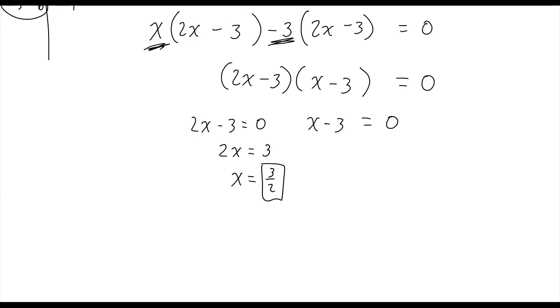Okay, the next one, add 3 to both sides. 0 plus 3 is 3. Okay, so there we go. I used factoring, specifically the AC method, to find the two solutions.